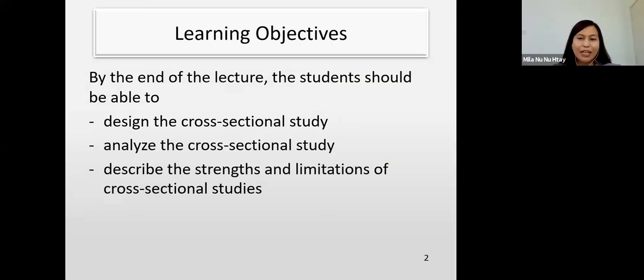So these are the learning objectives for today's discussion. First, we will discuss the basic concept and design of the cross-sectional study. After that, we will go a little bit further into the analysis of cross-sectional study data. Then I would like to continue with the practical aspects of conducting the cross-sectional study, and we will end our discussion with the strengths and limitations of cross-sectional studies. So these are the content and learning outcomes for today's section.